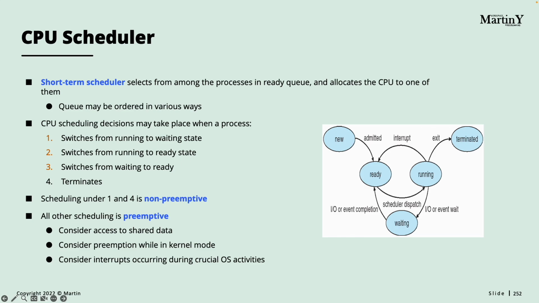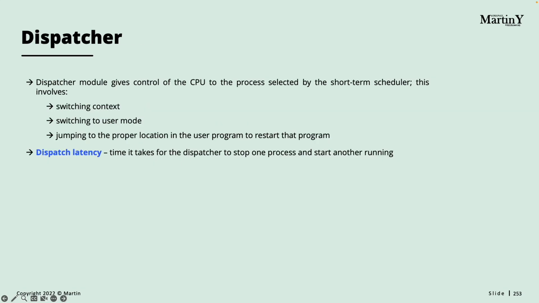But preemptive scheduling would mean that our system will be way more responsive, because we're not going to wait until some process completes before starting another one. Okay, so one component of the CPU is the dispatcher. The function of the dispatcher is to give the control of the CPU to a specific process.